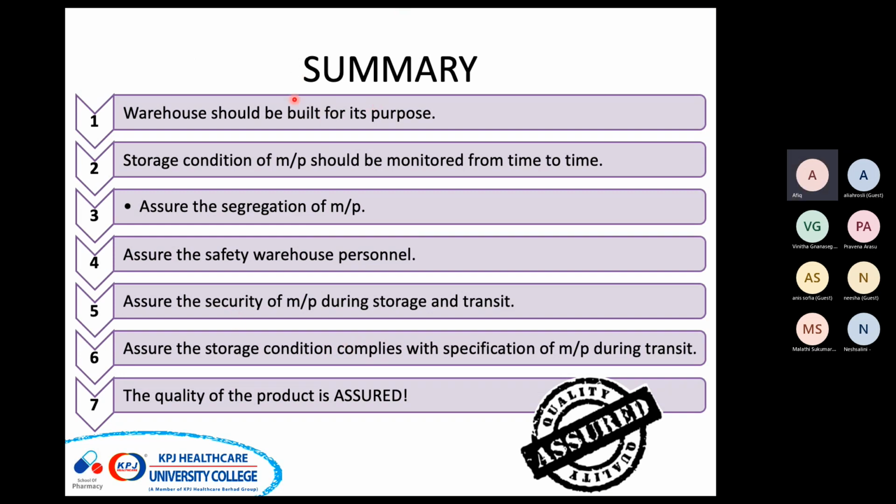So this is the summary for GDP. The warehouse should be built for its purpose. You cannot have one building designed for other usage and convert it to become a warehouse. The storage condition of materials and products should be monitored. You must assure the segregation, assure the safety of warehouse personnel, ensure the security of the product during storage and transit, and make sure the storage condition complies with the specification, and this will result in the quality of the product being assured.